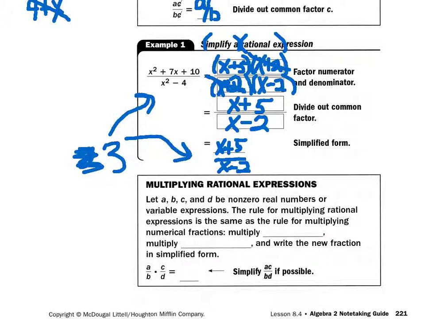Okay, how do we multiply these? Just like any normal multiplication for fractions. So you multiply the numerators and multiply the denominators. Write the new fraction in simplified form. So it's AC over BD. And then we simplify it if possible.